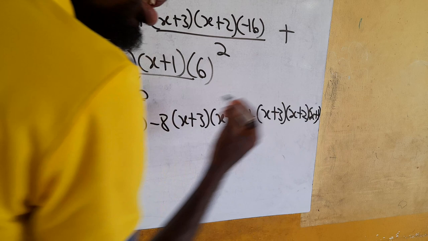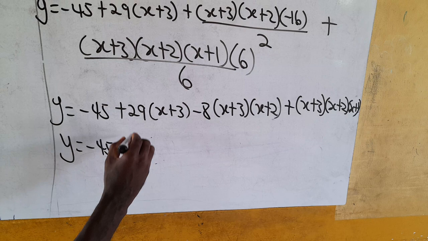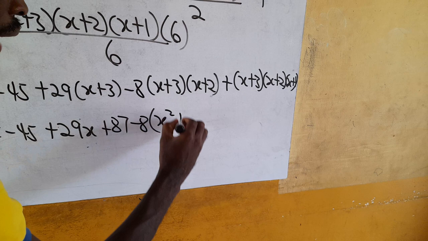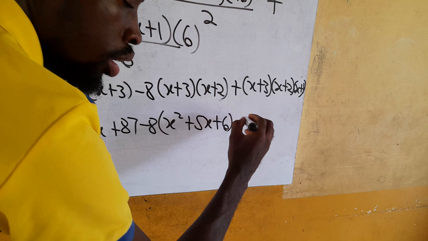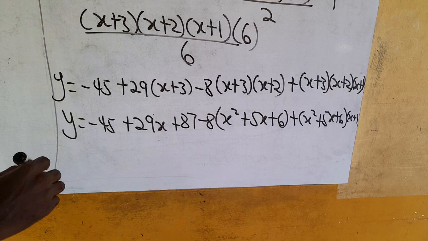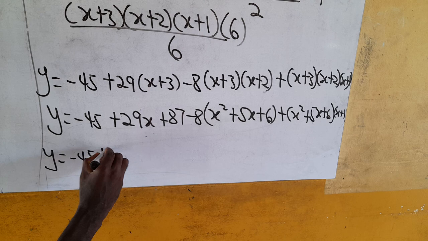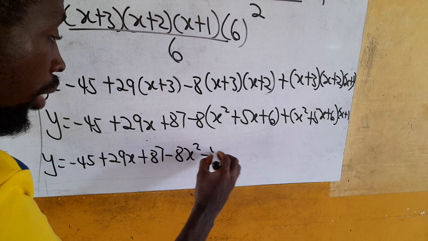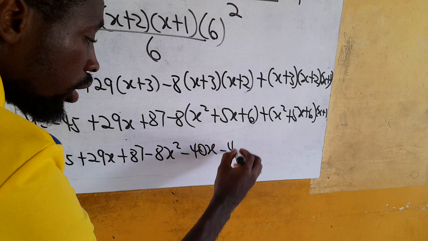So our y will be equal to negative 45. When we expand, we get 29x. 29 times 3 will be 87. Then minus 8. We expand, we get x squared plus 5x, then plus 6. Then plus x squared, the same thing here, so plus 5x, then plus 6, then times x plus 1. Please, I'm squeezing it so that you understand better. So our y will be equal to negative 45 plus 29x plus 87. Then minus 8x squared minus 40x. Then minus 8 times 6, which is 48.